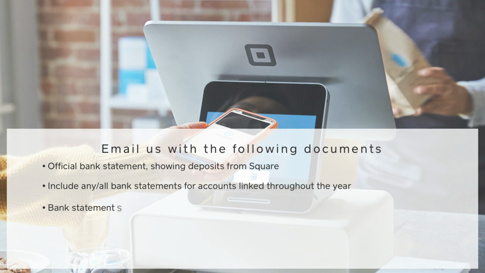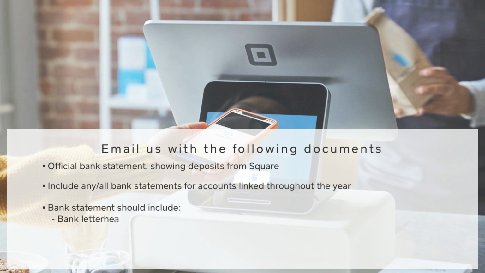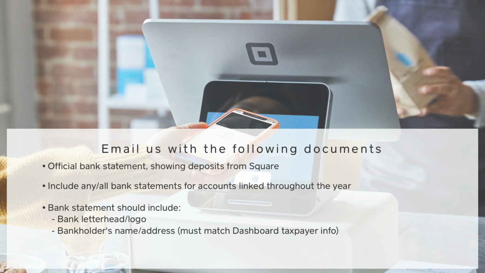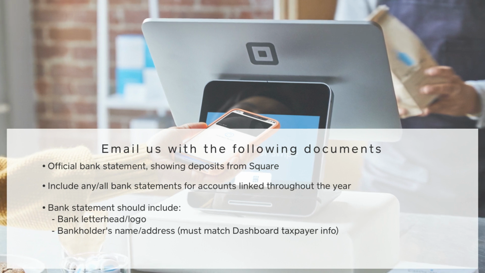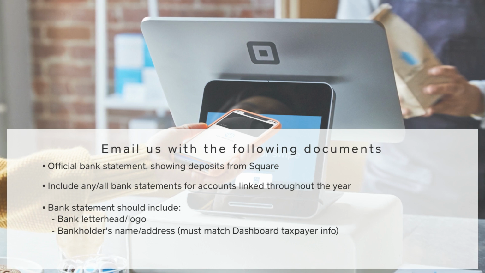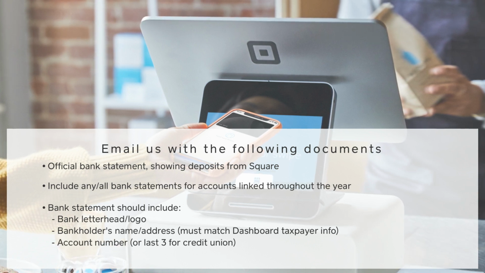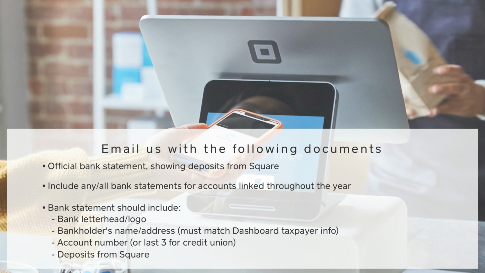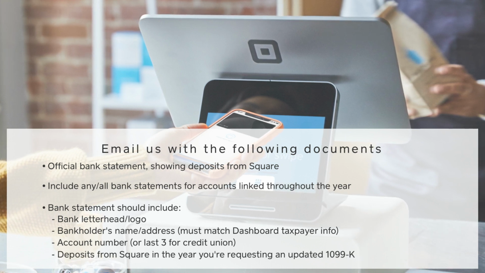Your bank account statement should clearly show the following: official bank letterhead with your bank's logo, the bank account holder's name and address. The bank account holder's name and address need to match the name and information in your online Square dashboard under taxpayer information, the bank account number, or the last 3 digits of the account if you're using a credit union. Deposits from Square in the same year as your requested 1099-K.